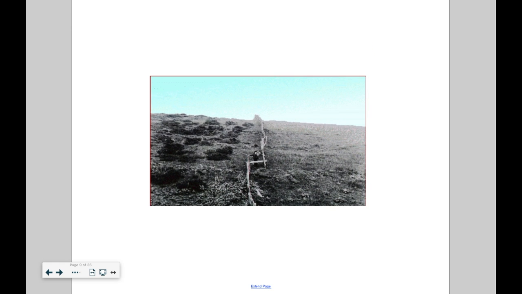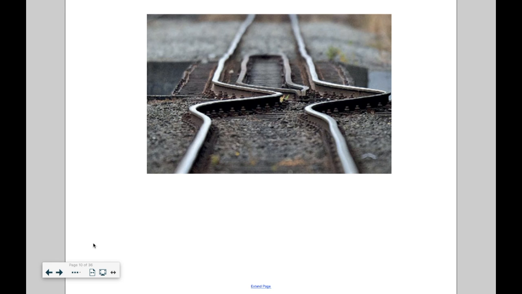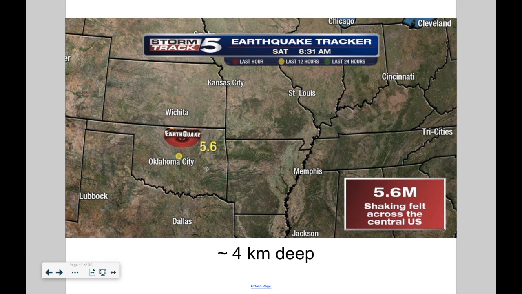So here we have somebody standing in between two pieces of fence where the ground where he's standing actually shifted, and this entire section of fence became offset from this section of fence. Here's another one where railroad tracks have been bent tremendously as a result of a seismic shift at a transform plate boundary. You may have heard a couple years ago that we had a major earthquake in Oklahoma that we actually felt here in Nebraska.